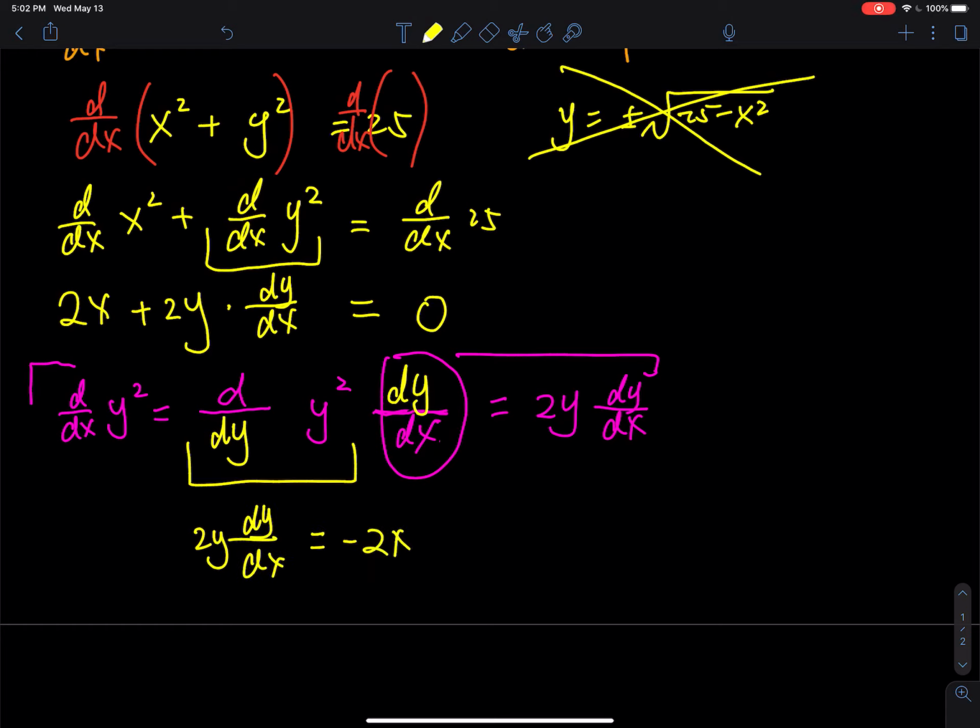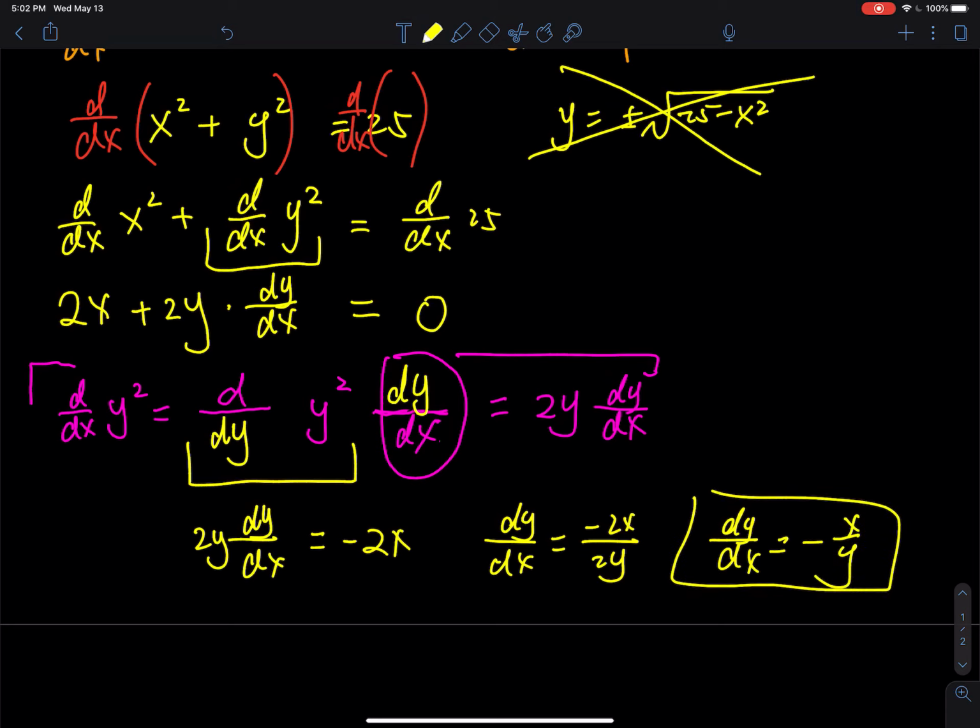And then yes, you are very smart. I know you can divide both sides by 2, or you divide both sides by 2y. So dy dx is equal to negative 2x divided by 2y. So dy dx is equal to negative x over y. That is the result.